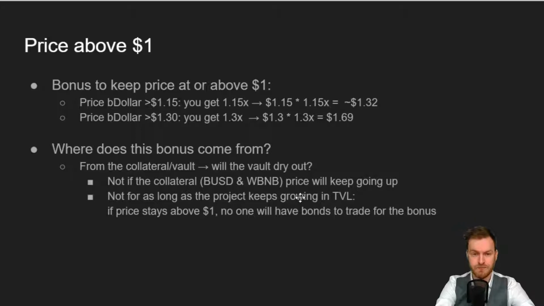So, where does this bonus come from? Well, for every new dollar generated when the project is above $1 in price, new dollars can be generated and sold on the market to drop the price back to $1. And 3% of all these dollars are put in the vault. So 3 cents on the dollar is put in the vault to pay out for these bonuses.